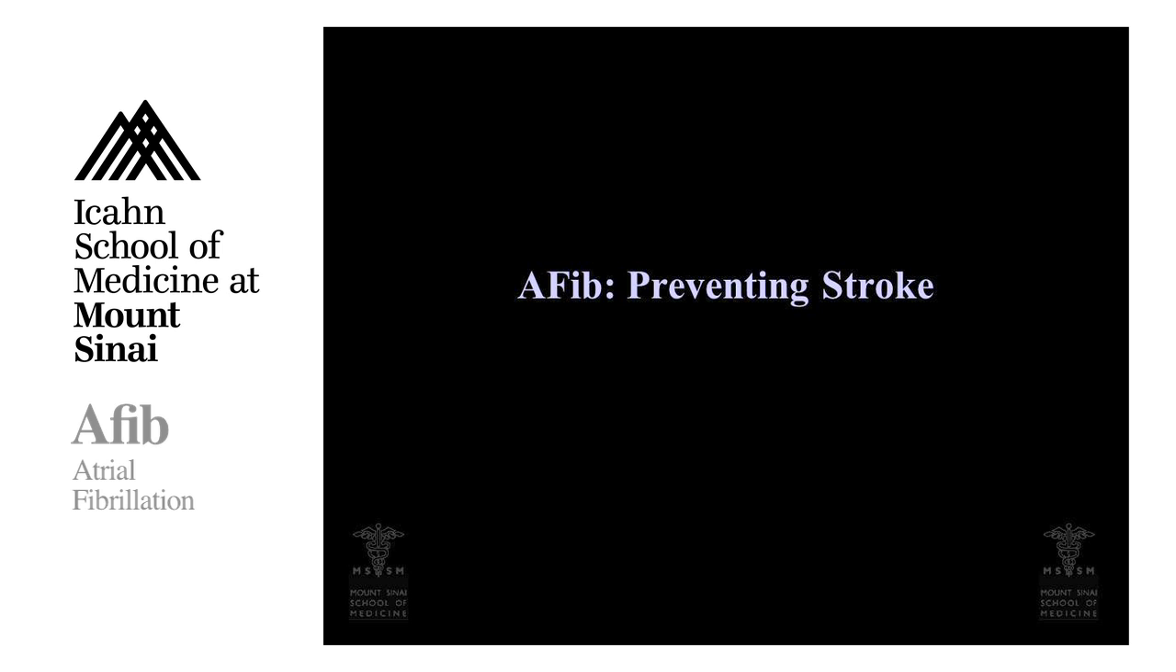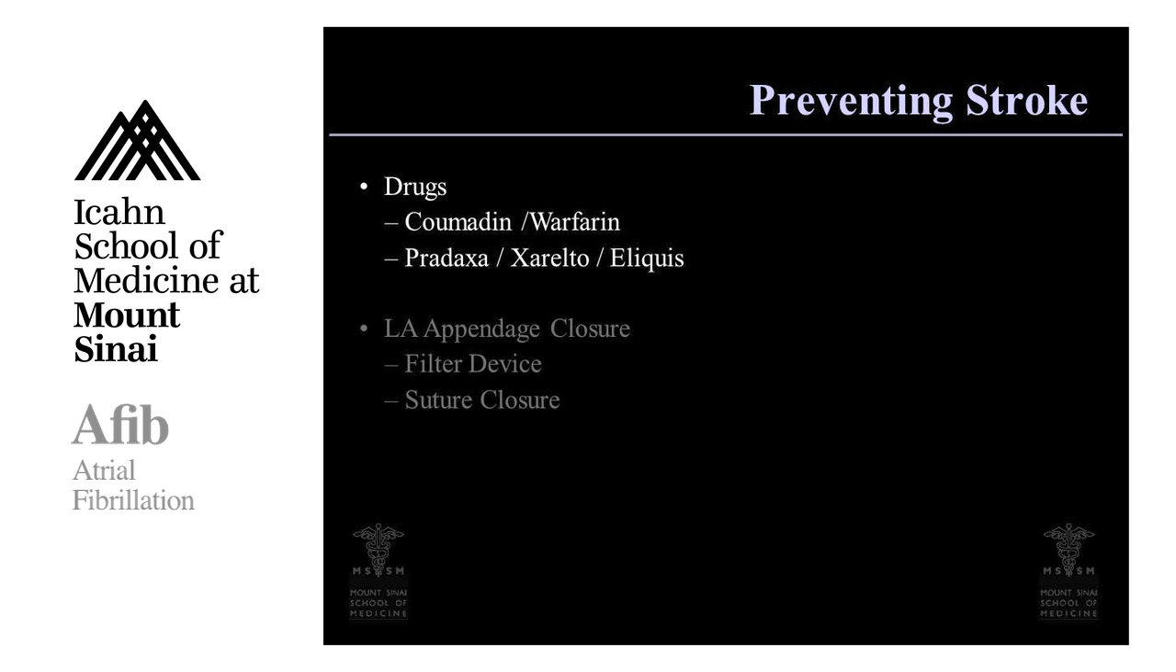Now, as I said in the very beginning, the most important complication of atrial fibrillation is stroke. So one of the issues that we have to deal with in everybody with atrial fibrillation is how we can prevent stroke. There are 2 general strategies. The first, which is the initial strategy that we use, is drugs. The drug that we had in the past, in fact the only drug we had in the past, was called Coumadin, also called warfarin. It's a drug that many of you are probably familiar with. It's a very effective drug in terms of preventing stroke, but there are problems with Coumadin.